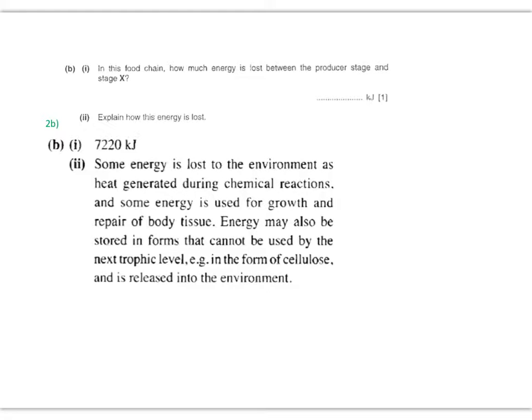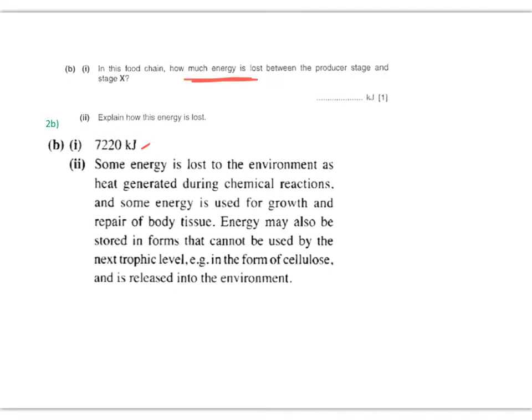Okay, B part 1 actually asks how much energy is lost. Now we need some values from the previous page. So let's go back to the previous slide. And we can see from the producer, which has about 8,000 kilojoules, to the next trophic level, only 780 remains. So we just use the value given here, which is 8,000 minus 780. Do your simple math, and you get the answer. Units given for you already. That's good.